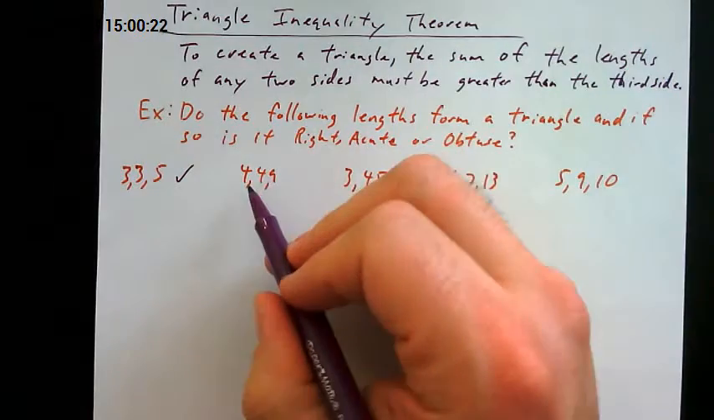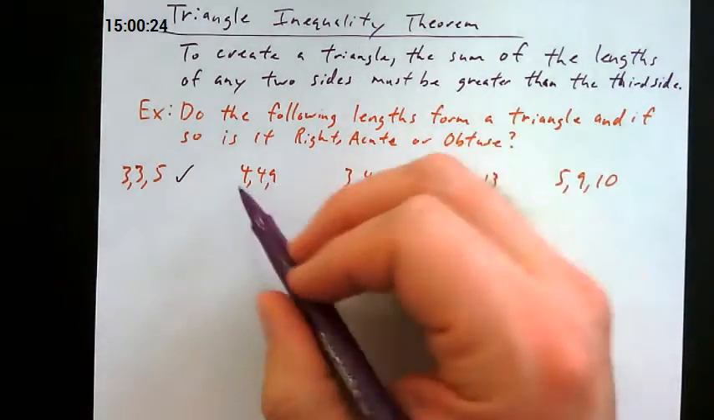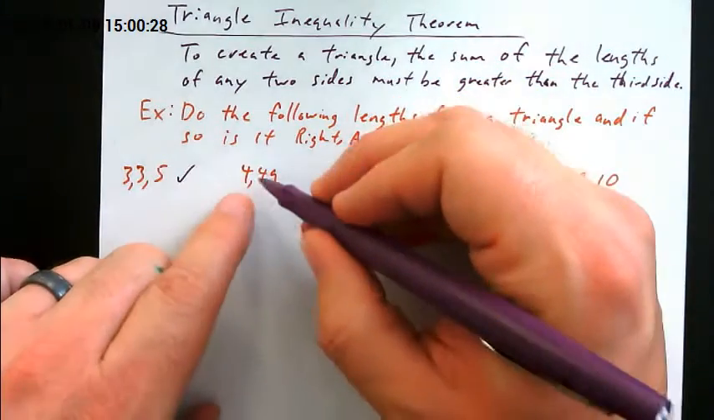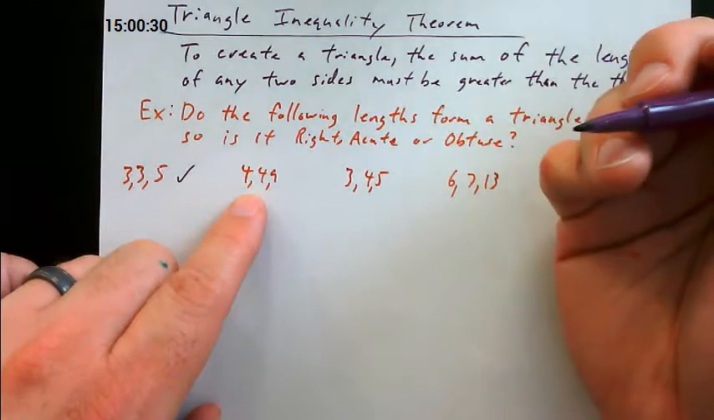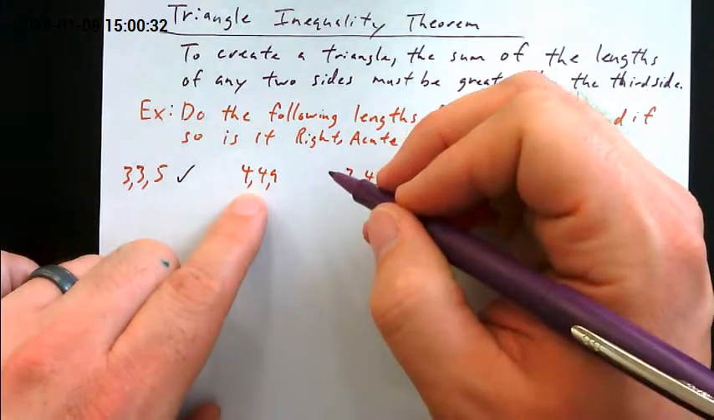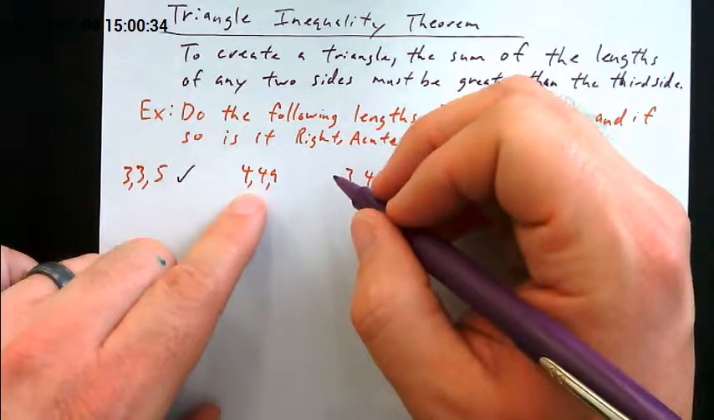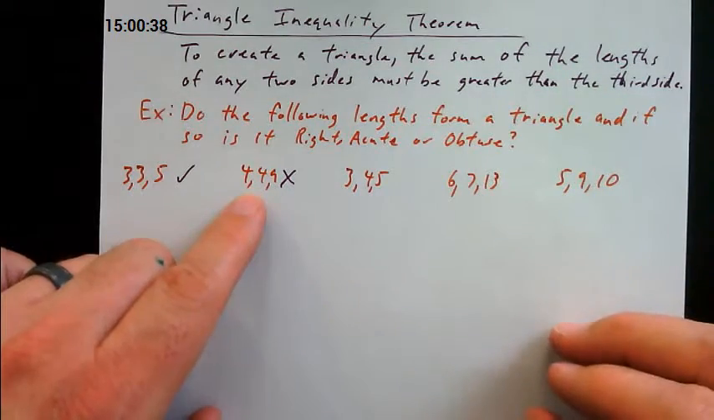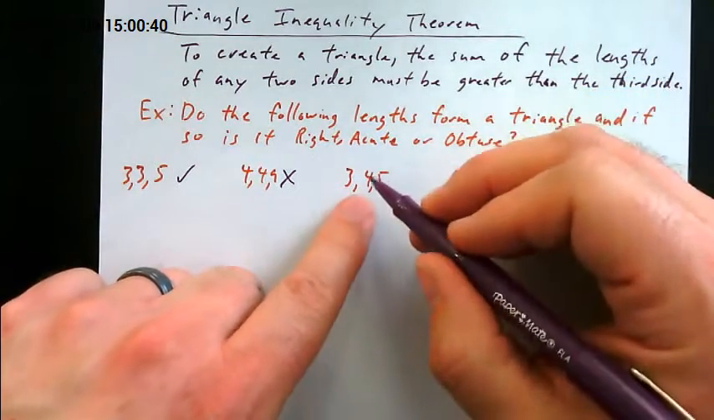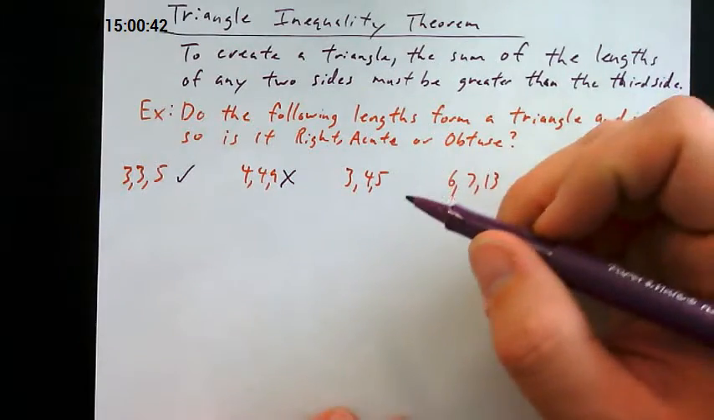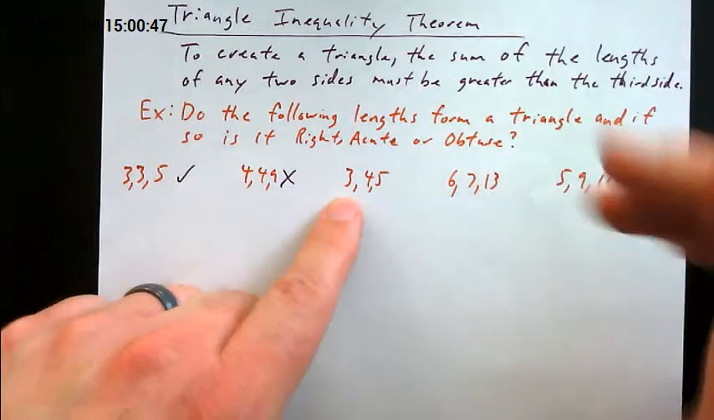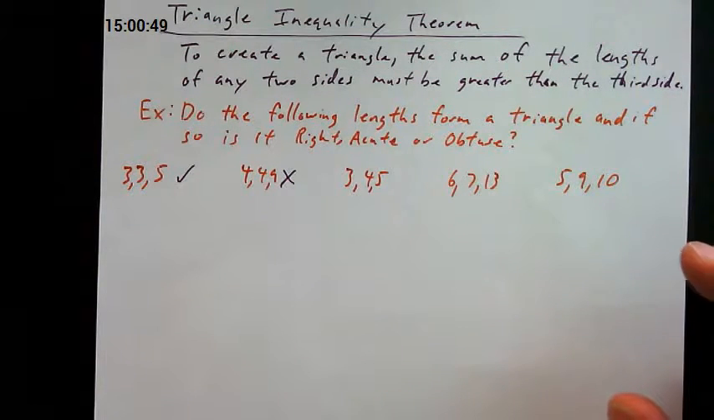All right, let's go to the next one. 4, 4, 9. Yeah, so 4, 4, 9. We have 4 plus 4 is 8. Is 8 greater than 9? No. So that's not a triangle. So if you add them up and they don't equal, they have to be greater than the third side. Okay, so take the two smallest. This is just to see if these parts can give us a triangle.